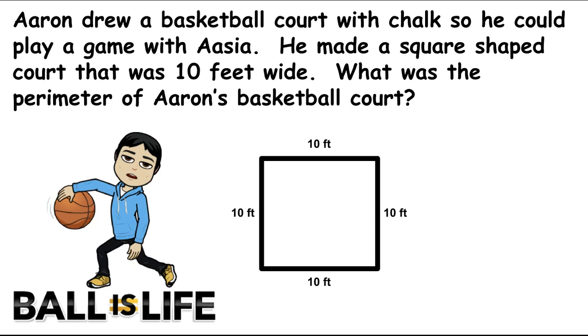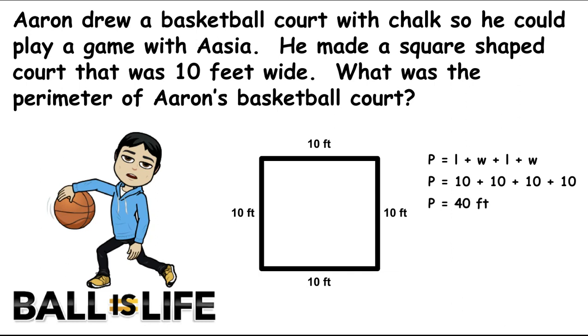So when I take a look at my formula for perimeter equals length plus width plus length plus width, I know that I'm going to plug in 10 for the length and the width of the square. So perimeter equals 10 plus 10 plus 10 plus 10. My final answer is perimeter equals 40 feet.